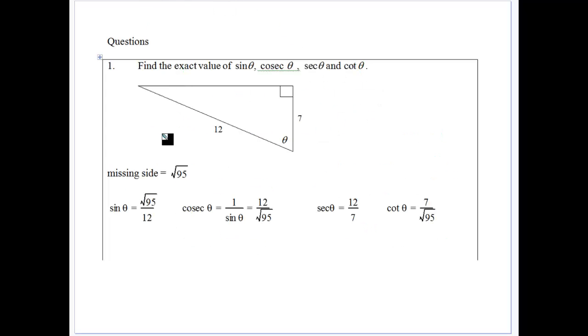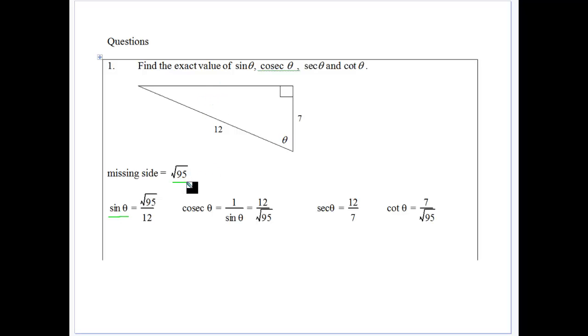In this one, we've got to do a little bit more. So we want to find sine theta, cosec theta, sec theta and cot theta given the angle here. Now, if we've got this situation, we know that the cosine of this angle would be 7 on 12 because it's the adjacent side on 12. What we don't know, and what we need, is sine of theta, which needs the opposite side.